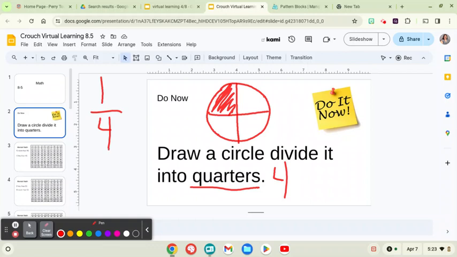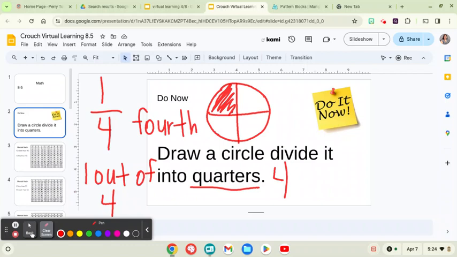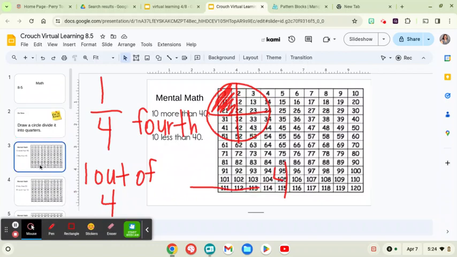There's a couple other names for that as well. How many parts of that circle did we color in? 1. How many total parts are there? 4. So we are coloring 1 out of 4. There's one more name I'm thinking of for my colored in part or my shaded part of the circle. If you said 4th, you are correct. We could call that a 4th. Good. All right, we are going to move on and do some more review practice.